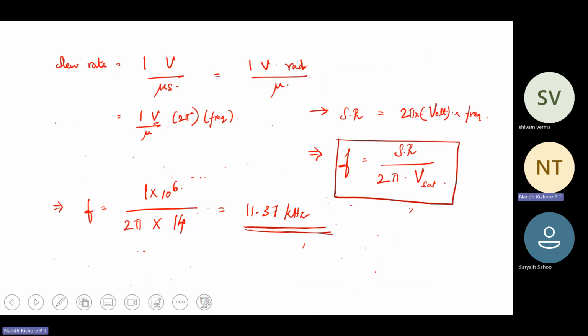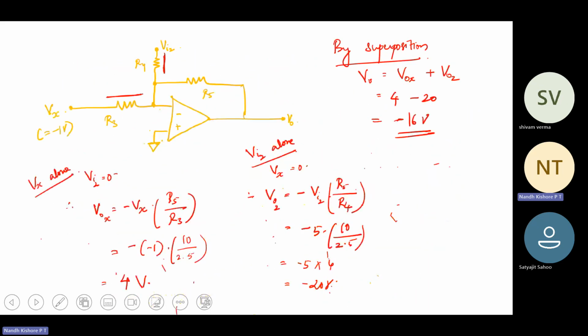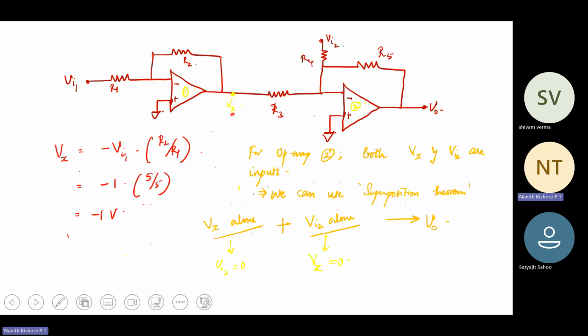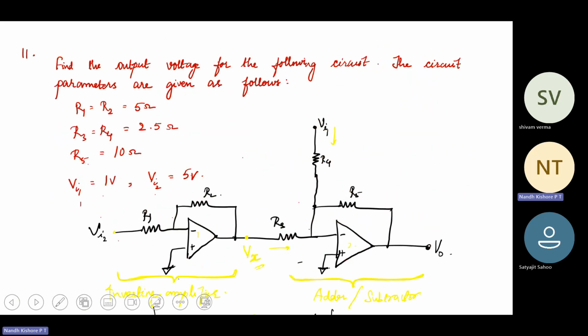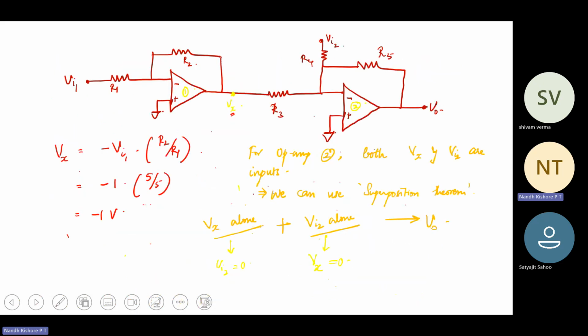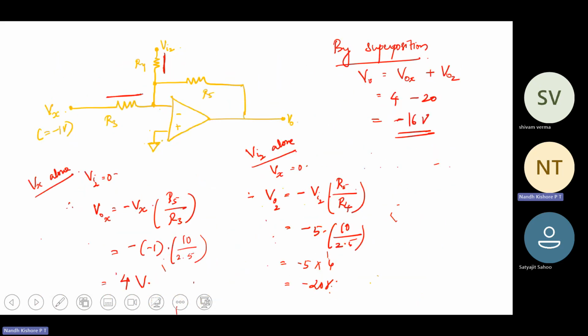Okay, so before we go ahead, let's look at a recap of what we have done today. This question was on op amps. We had 2 cascaded op amps. Just simplify the circuit, use superposition if required. Disable the other source, and identify the kind of op amp circuit that you are having.